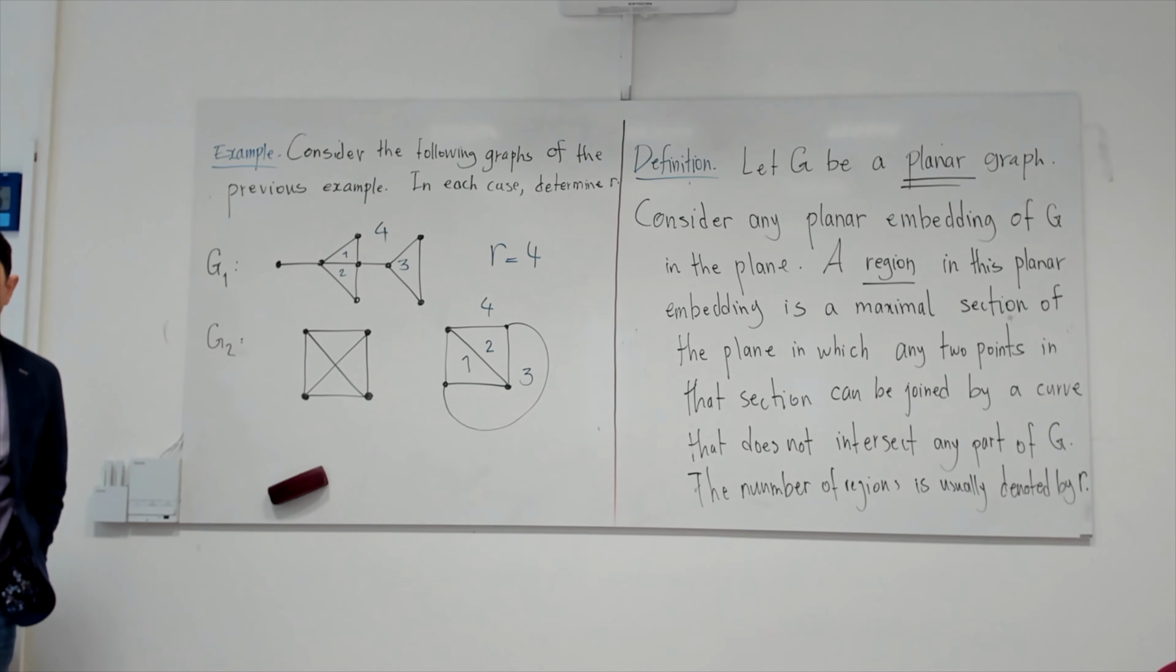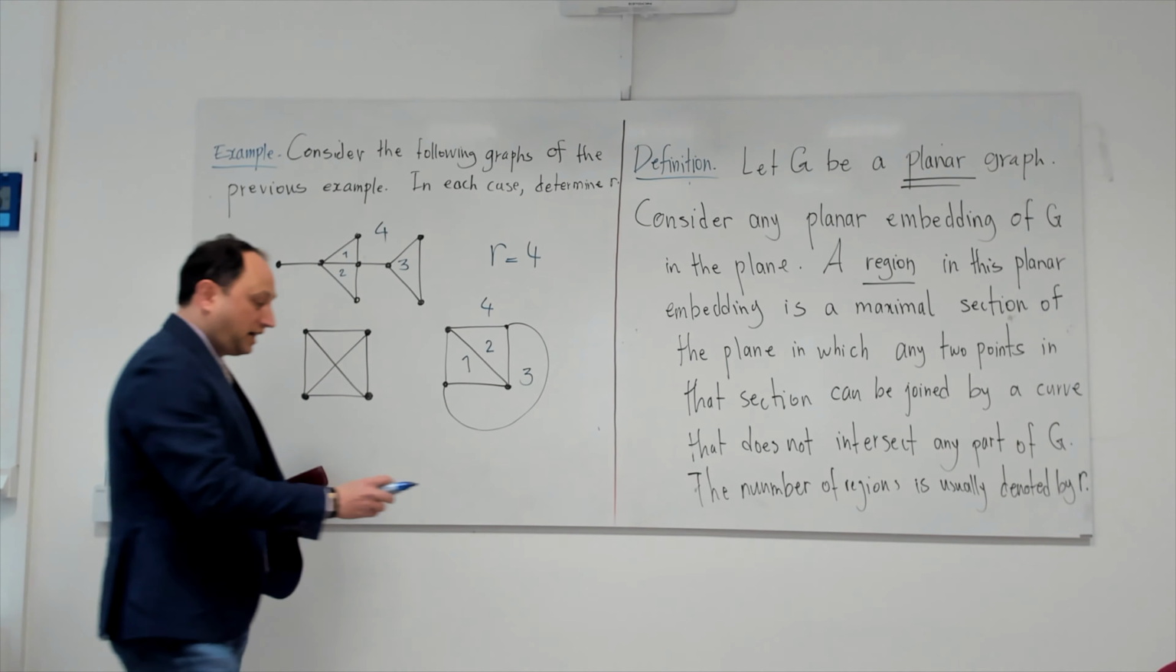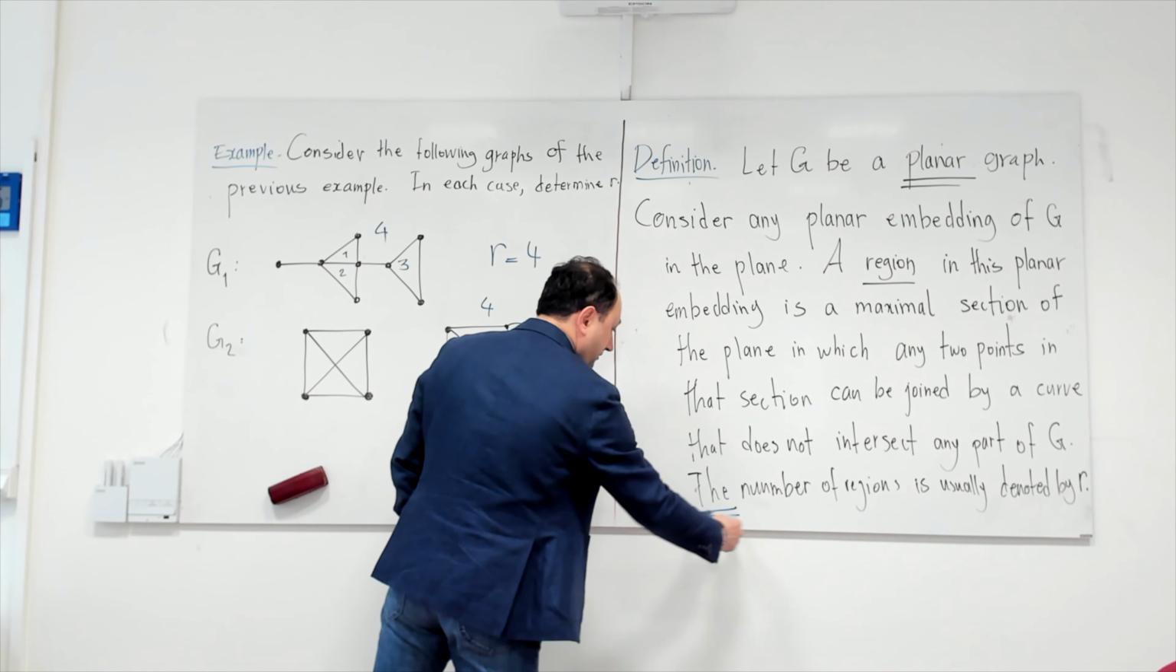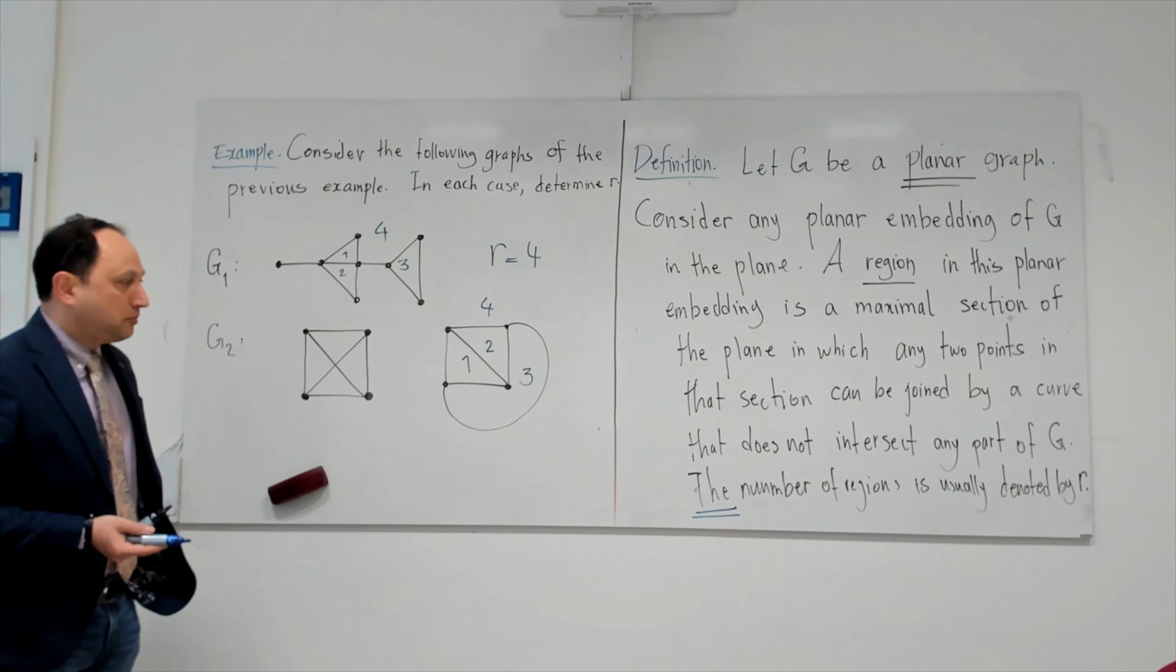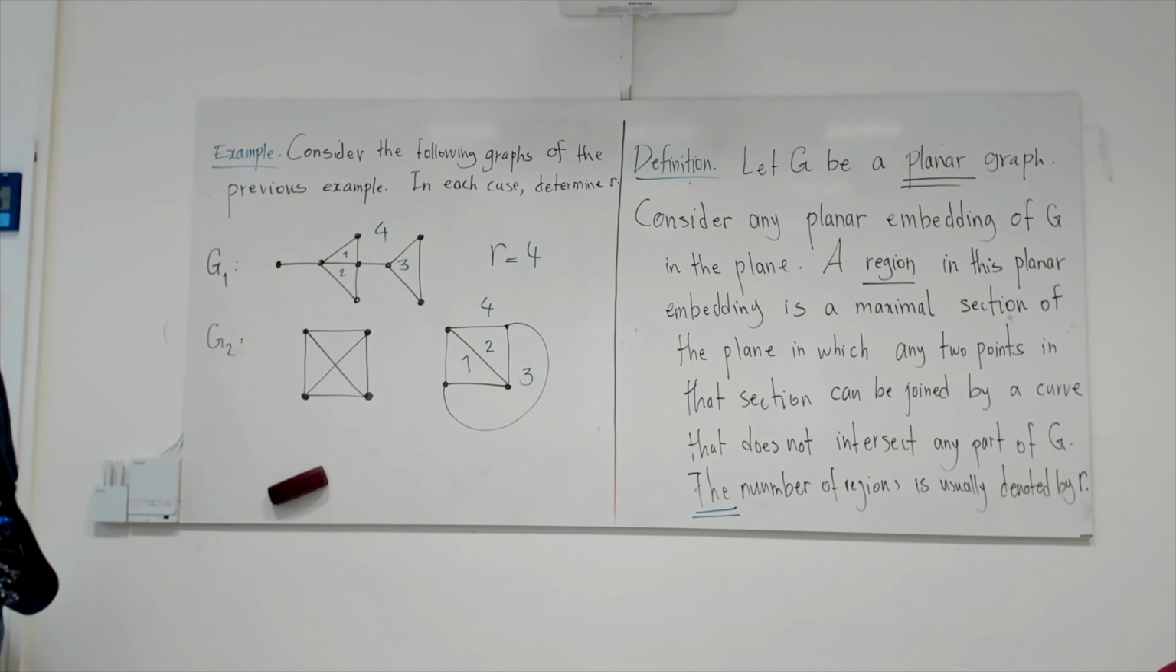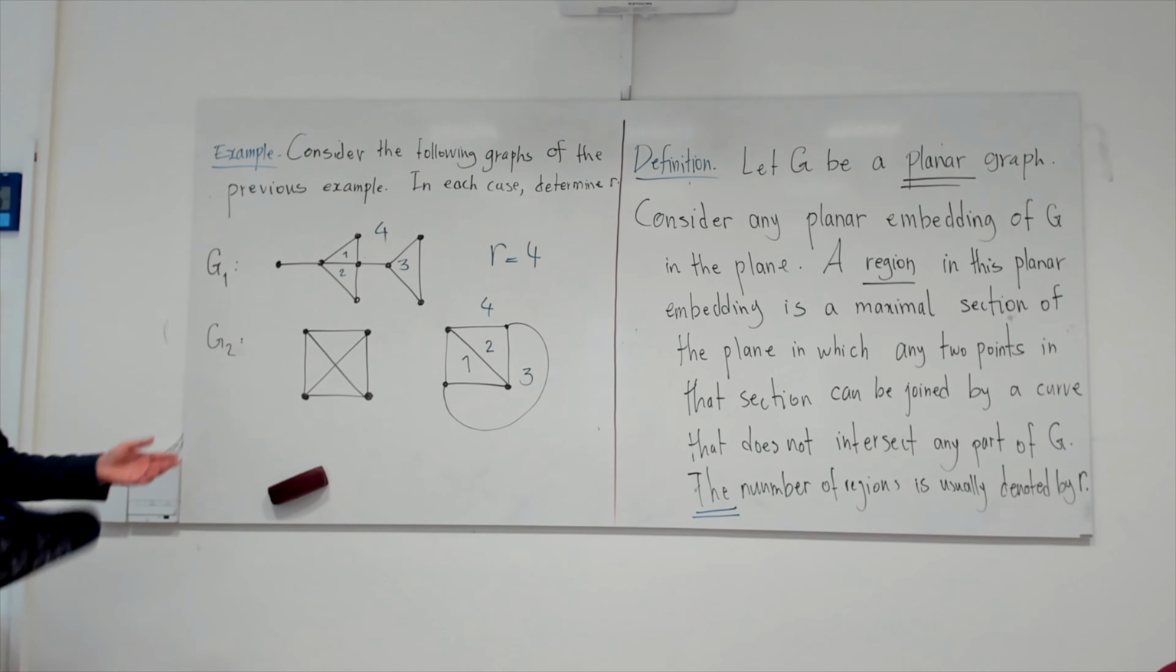Do you still understand that there is a deep question going on here? Because you see here, I am using the article "the". The number of regions is usually denoted by R. So do you think that this makes sense? It's not trivial. Do you agree with me? Because if the graph is complicated, how do you know that?